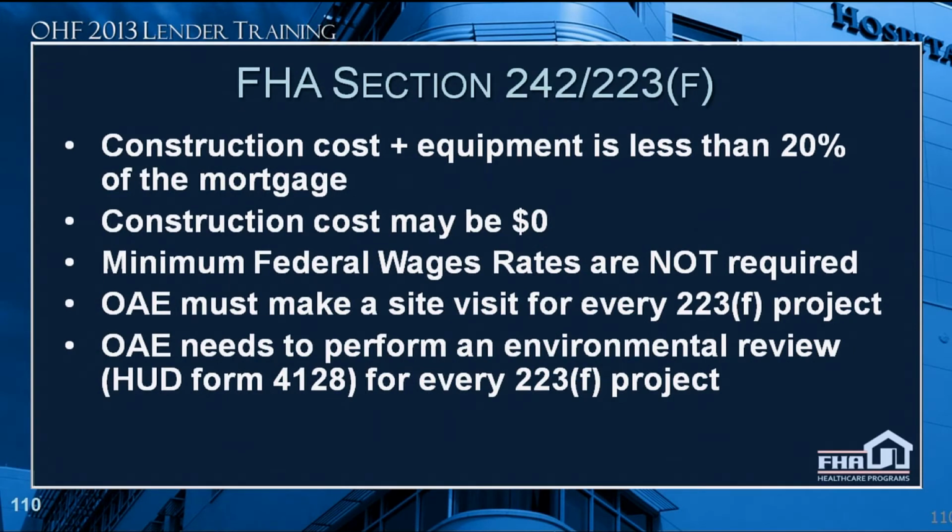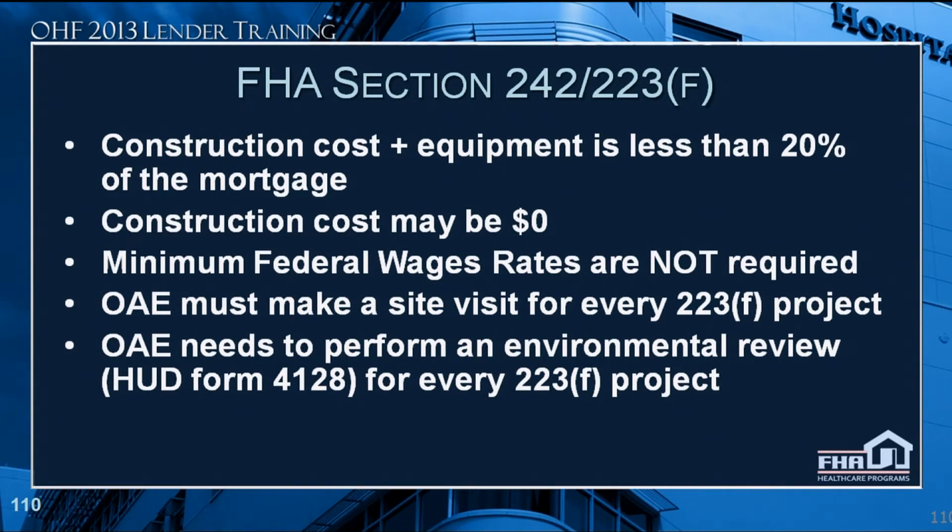Essentially, we're involved from the beginning of the application process all the way through the design and construction application process, and all the way through the closeout, and for 25 years after that. So we're pretty well involved. I think we covered pretty well this morning the construction costs plus the equipment plus all the other hard costs have to be less than 20% of the mortgage to have a 223F project.